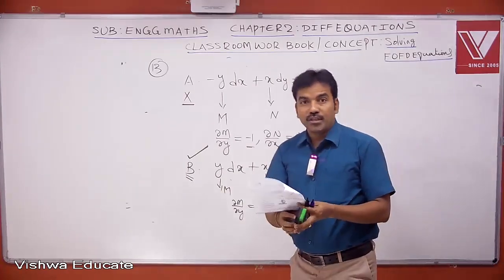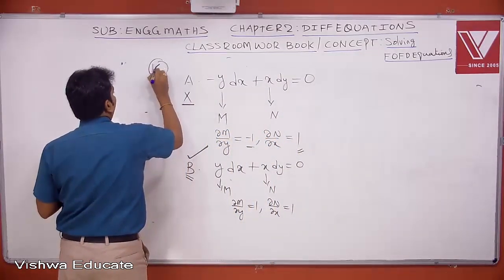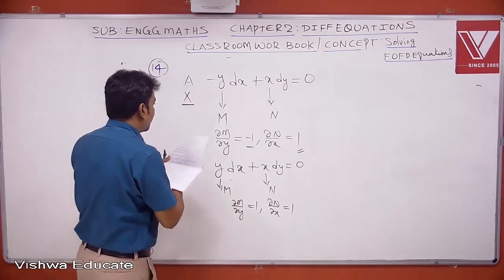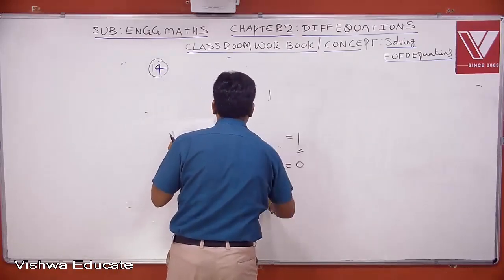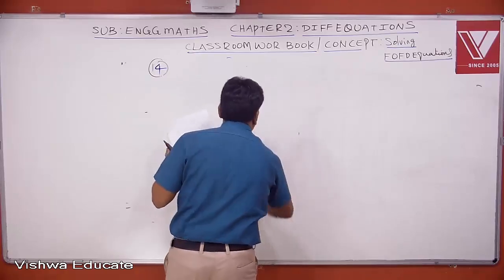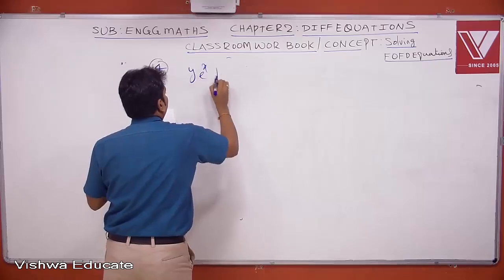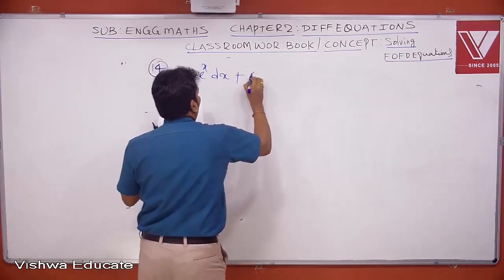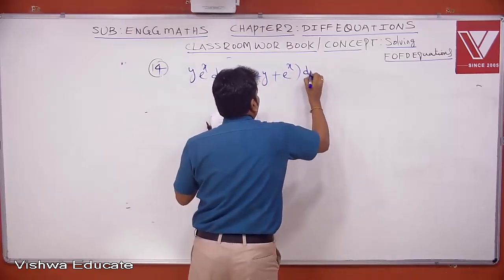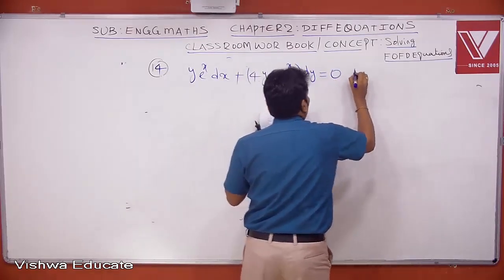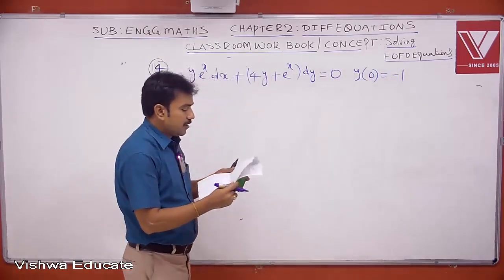Next, we move to question number 14. The solution of one equation with initial condition is... So let us write the equation. y e power x dx plus (4y plus e power x) dy equal to 0 with the boundary condition y of 0 equal to minus 1. A few options are given.